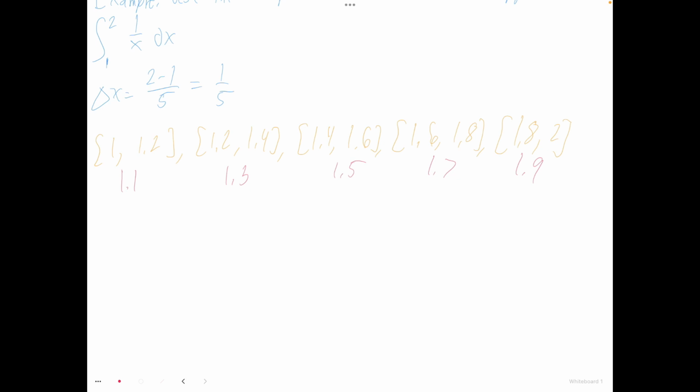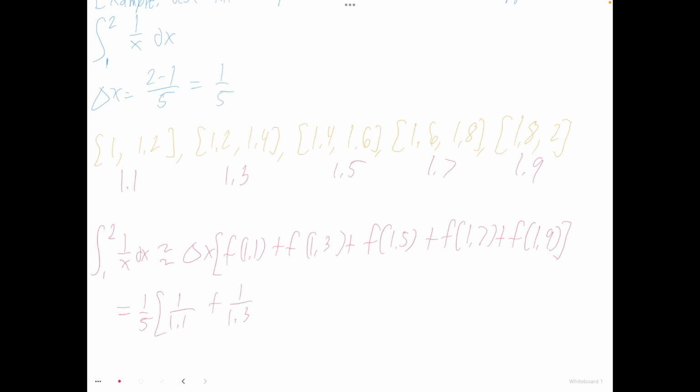And so what we then have is the integral from 1 to 2 of 1 over x dx is approximately equal to delta x times f of 1.1 plus f of 1.3 plus f of 1.5 plus f of 1.7 plus f of 1.9, which equals, remember delta x is 1/5, so 1/5 times 1 divided by 1.1 plus 1 divided by 1.3 plus 1 divided by 1.5 plus 1 divided by 1.7 plus 1 divided by 1.9, which is approximately equal to 0.691908. And so this gives us, using the midpoint rule, an approximation.